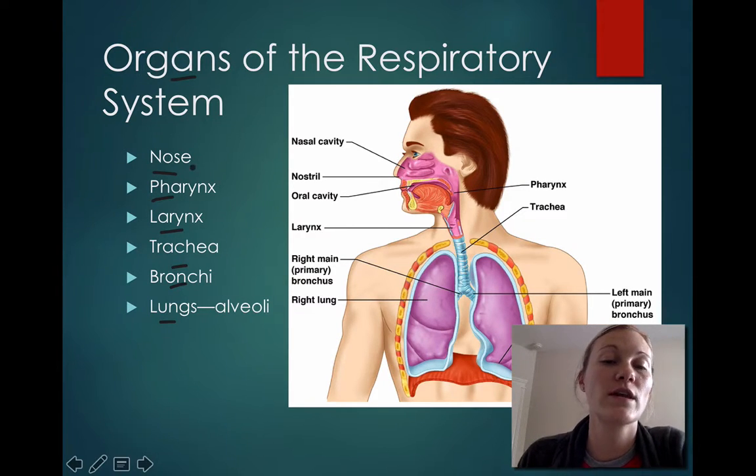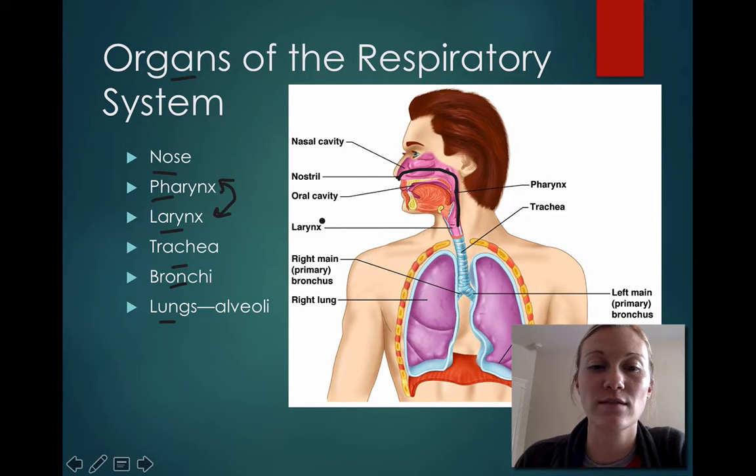So it is important that you know the actual order that these are in. For some reason, every year some students get the pharynx and the larynx confused. Make sure you know that the pharynx does come first. So as we enter this diagram, you're going to go through the nostrils, then you go through the nasal cavity. Your pharynx is right here. Then we go down through your larynx.